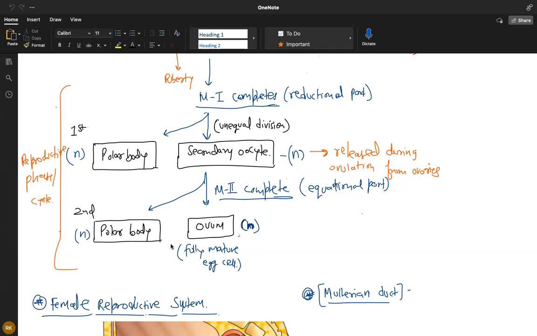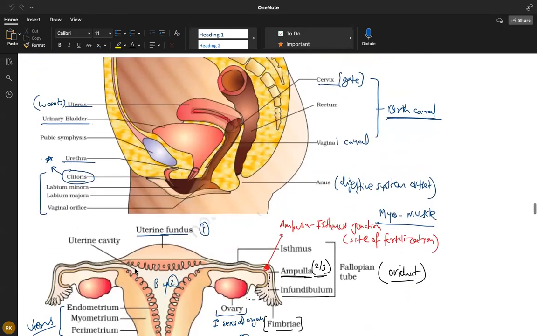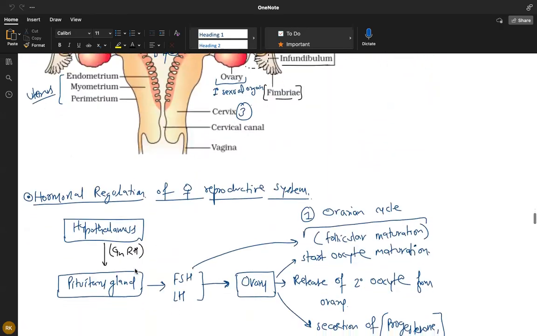So the question was, what is the site of meiosis 2 division in the oogenesis process in females? Everyone thinks it's the ovaries. It's not the ovary. What should be the site of meiosis 2 completion? Fallopian tube. Okay, perfect. So this is oogenesis. Organs and structures I'm leaving for you to do.